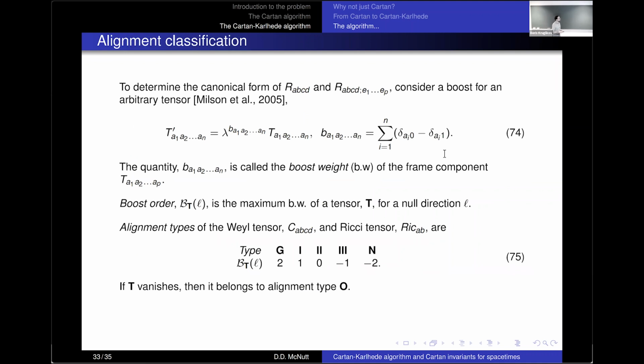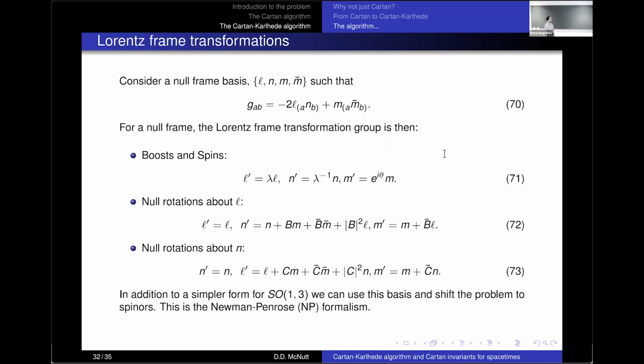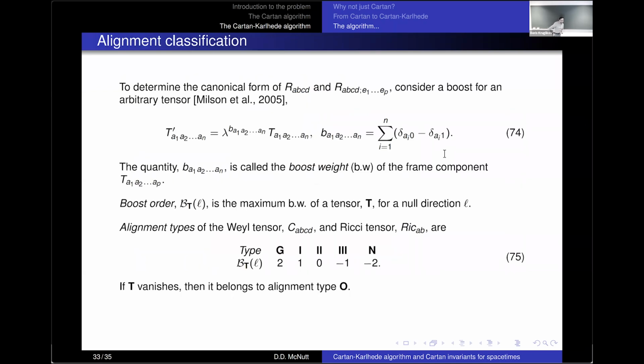And so what I will also discuss is the alignment classification. We can use the alignment classification, and it relies on a boost. So again, I'm sorry for flipping back and forth, but we will use a boost here in equation 71. So we'll ignore the spins, and we just have this lambda. And for any tensor written in this basis, we have a boost transformation. So this is a tensor of rank n, and we're taking an arbitrary coefficient, and we can count what the powers of lambda are. It's this quantity called the boost weight that I've written in equation 74. But it's a scalar with n indices, a1 to an, of the frame component.